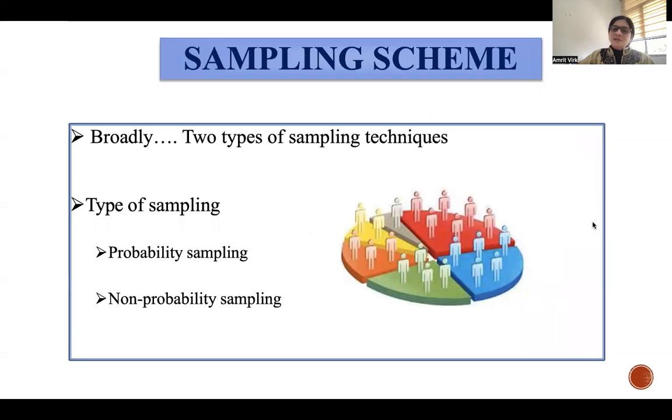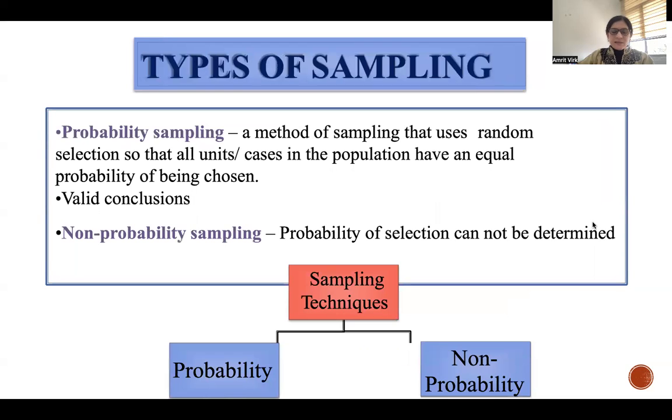Broadly, sampling schemes, techniques, or methods are of two types. We can have probability sampling and non-probability sampling. What exactly is probability sampling? Probability sampling is a technique in which every unit in the population has a chance greater than 0 of being selected in the sample, and this probability can be accurately determined. In other words, it can help us to draw valid conclusions. While in case of non-probability sampling, the probability of selection cannot be determined.